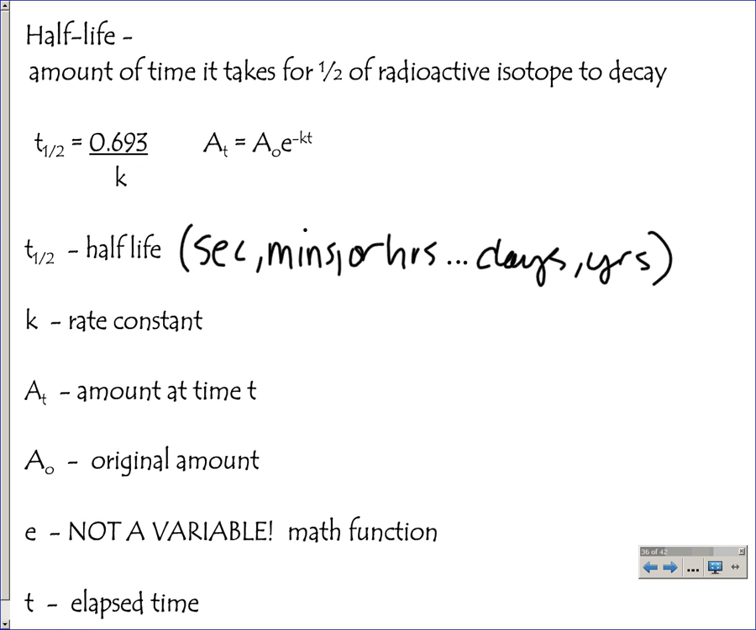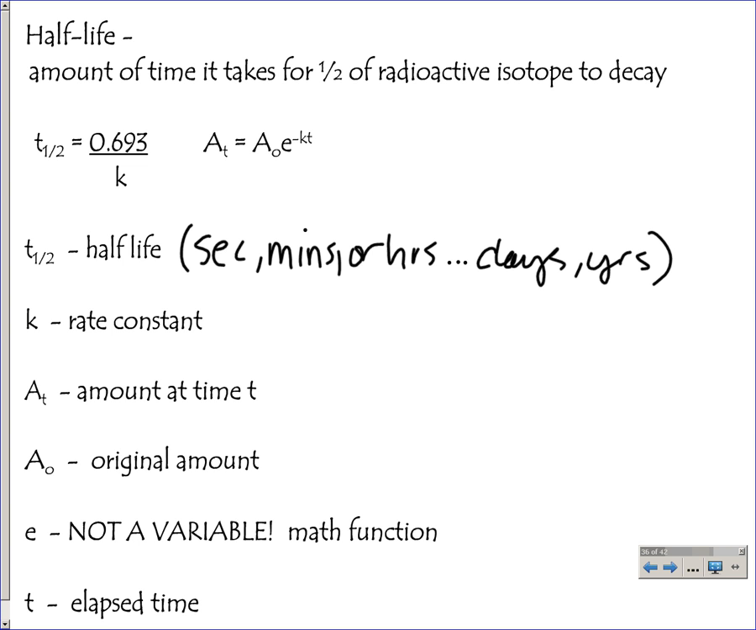Half-life can be measured in seconds, minutes, hours, days, years, whatever you want to use. It's a unit of time. The rate constant is just a constant that I will give you probably in any of these half-life calculations, but in kinetics or on the AP exam, if you need to calculate the rate constant, you need to review kinetics in order to do so.